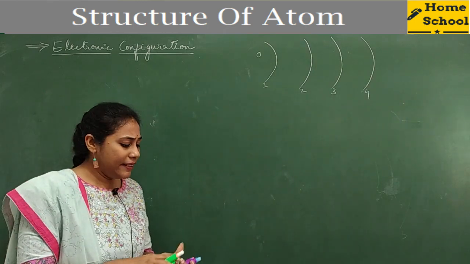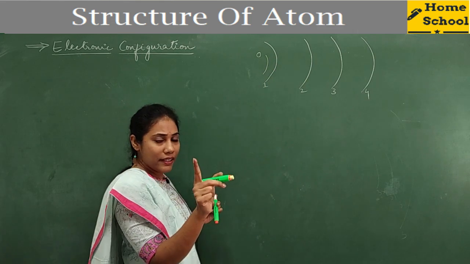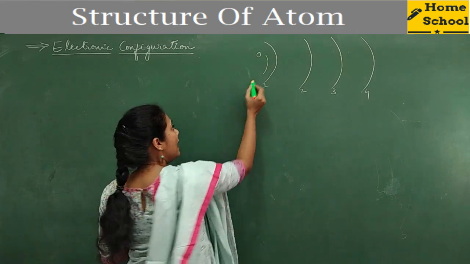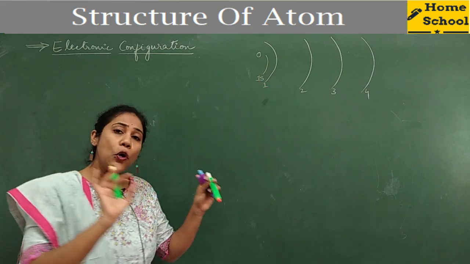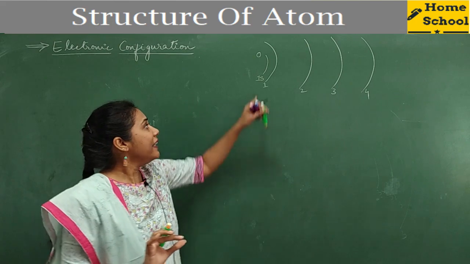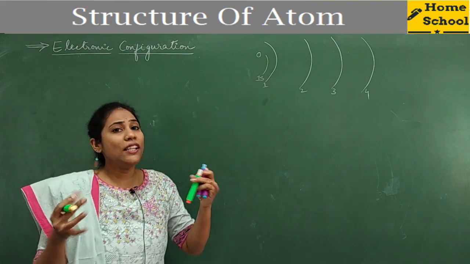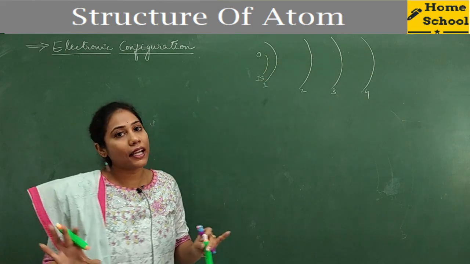Our first shell has only one subshell, and that is our 1s. The 1s subshell is the only one present in our first shell, and it will have only one orbital. So the electron has to be present in this orbital only.